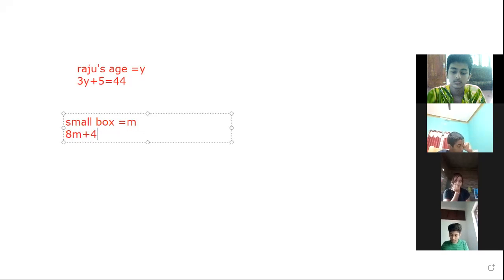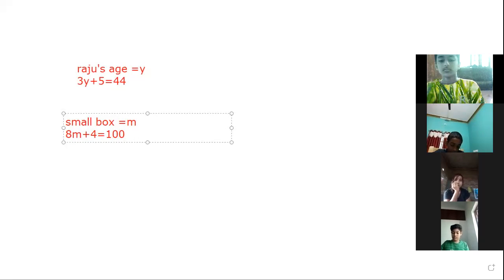And how many mangoes are there in total in the large box? It is given as 100. So we can write 8m plus 4 is equal to 100. So what's our equation? 8m plus 4 is equal to 100.